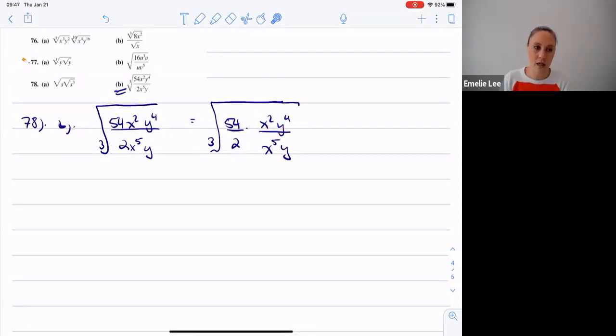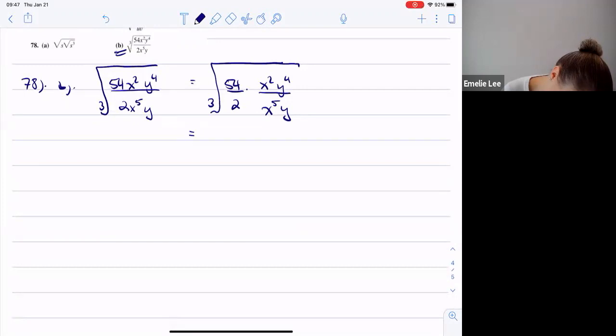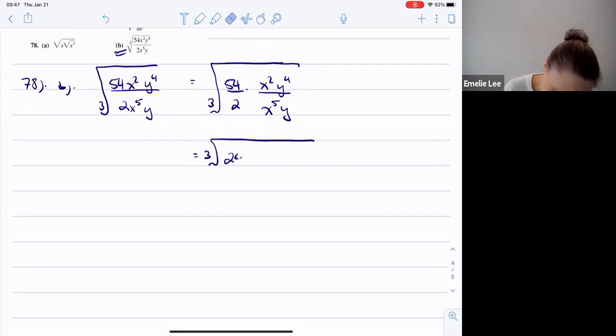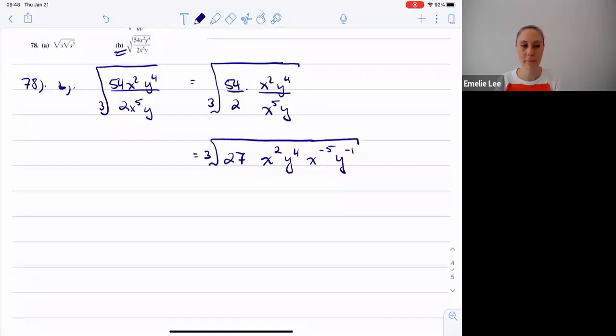What I'm also going to do in the next step is bring these variables from the denominator upstairs. So I get the third root of 27, and I guess maybe I only need one line here, because I'm bringing everything to the same line. So I get the third root of, oops, 27, not 24, times x to the power of 2, y to the power of 4, those are untouched, times x to the negative 5, y to the negative 1. Bringing those variables upstairs to the numerator by making them negative.